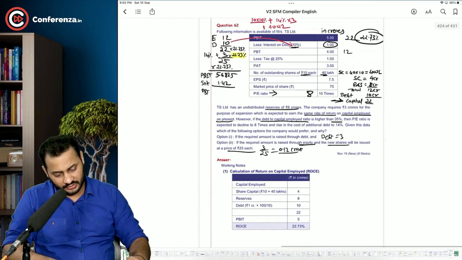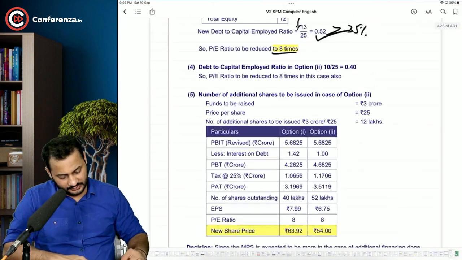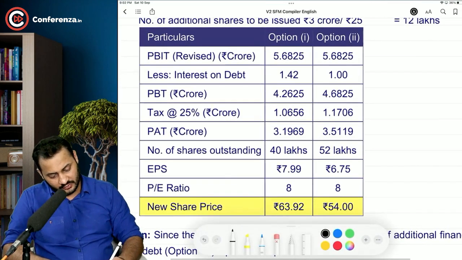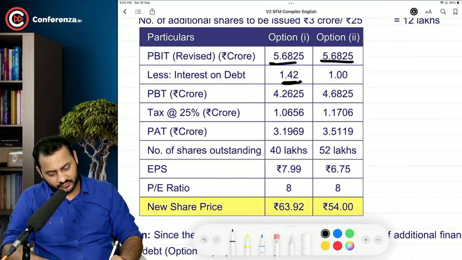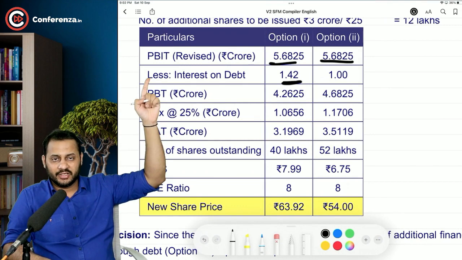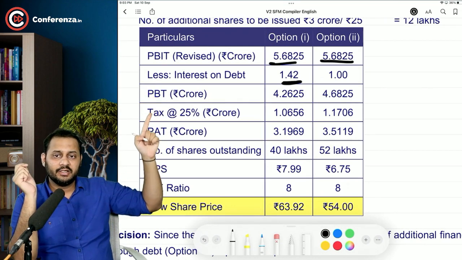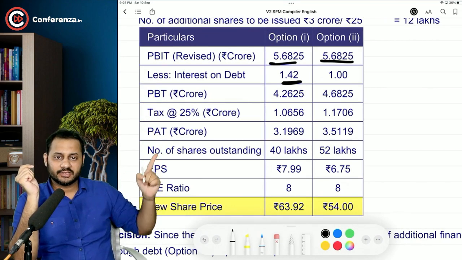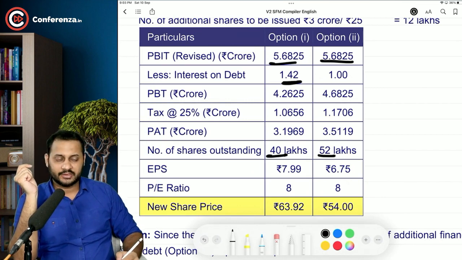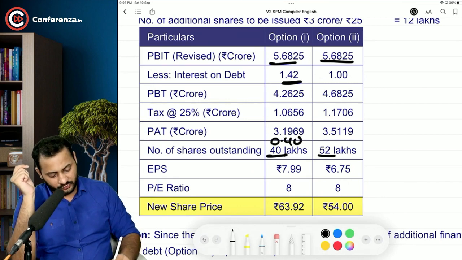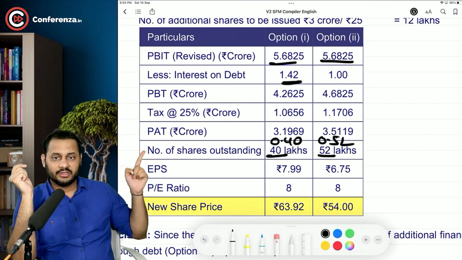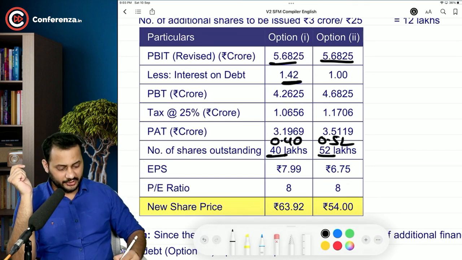Let's have a look at the answer now. See, 5.685 in both the cases. 1.42 is the interest here because you have raised it through debt. Then PBT, tax of 25%, profit after tax, number of shares 40 lakhs and 52 lakhs. You can write it in crores as 0.40 and 0.52.